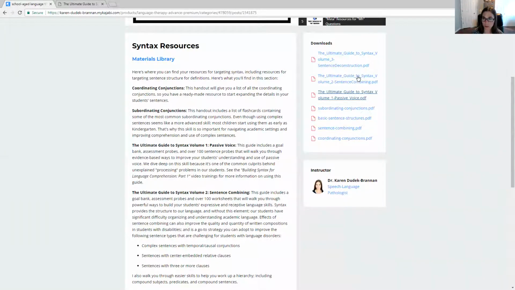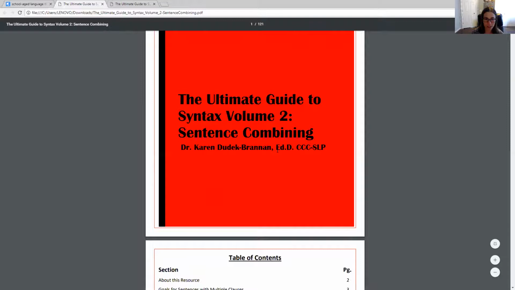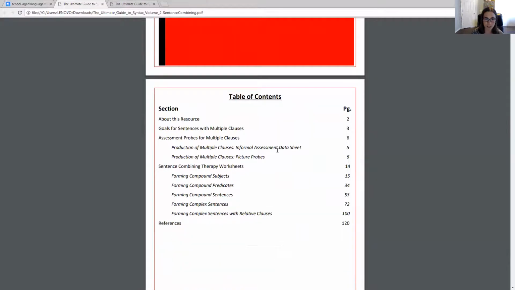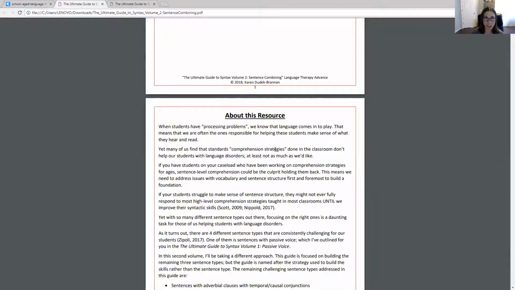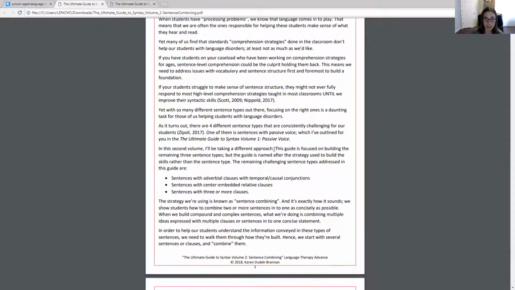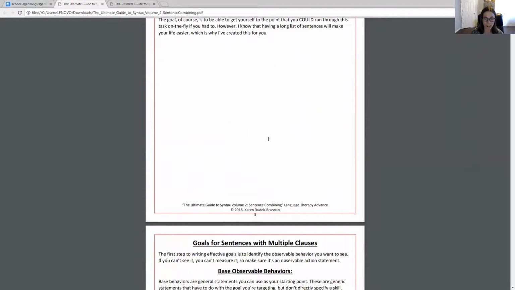So now we're going to go to volume 2. Now this guide, instead of being titled by the sentence type, is titled by the strategy. So because we can use sentence combining for so many different types of sentences, I have organized this guide by just focusing the entire thing on using this strategy. And the sentence types that you're wanting to build here are sentences with temporal and causal conjunctions, center-embedded relative clauses, and 3 or more clauses.